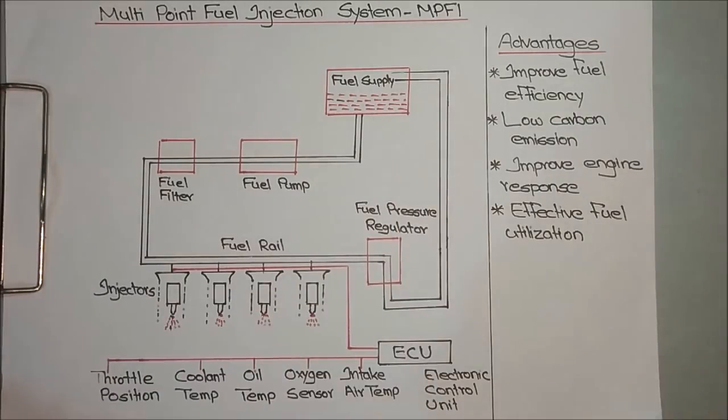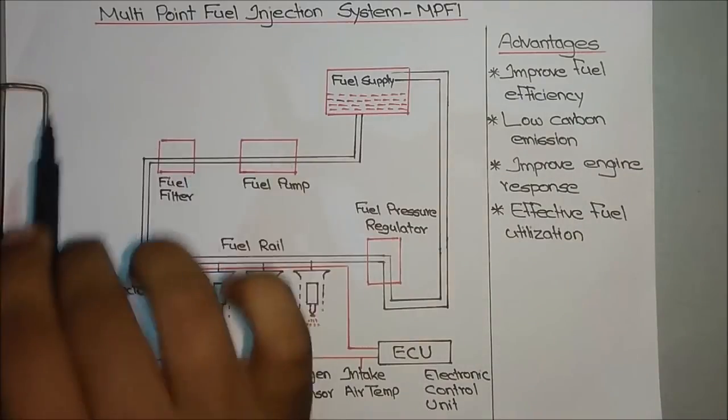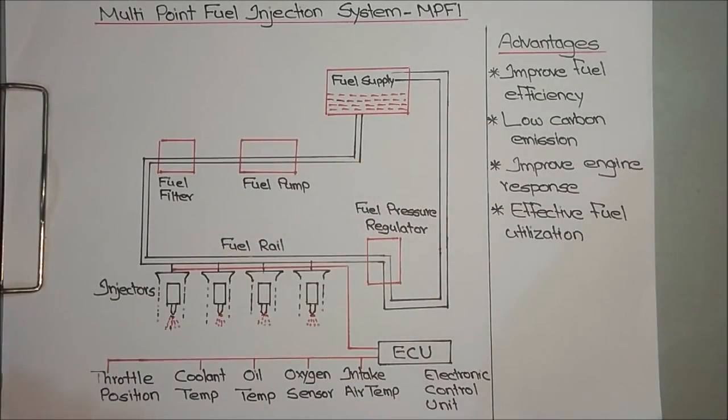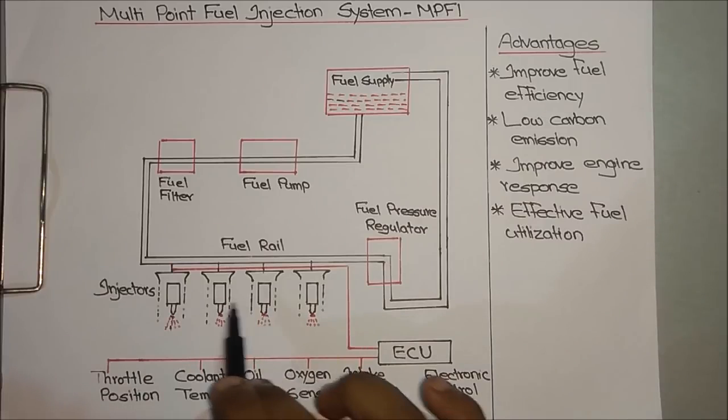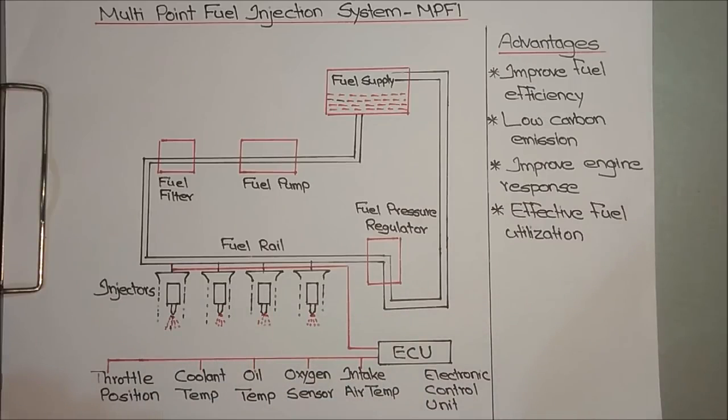So this is the schematic diagram of a multi-point fuel injection system. As the name indicates, multi-point means more than one point, and we use more than one fuel injector for each cylinder. There are 4 injectors here and there are 4 cylinders here. For each cylinder there will be a particular injector to inject the fuel inside that engine cylinder. Okay, so these are the various components of the multi-point fuel injection system.